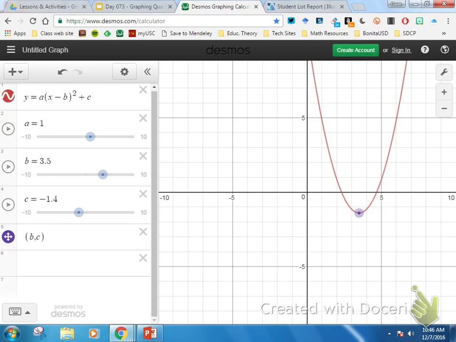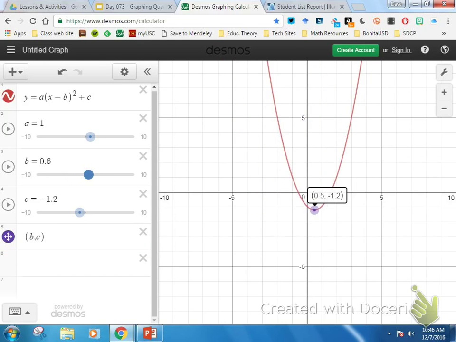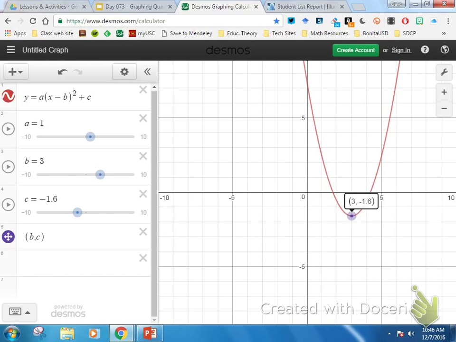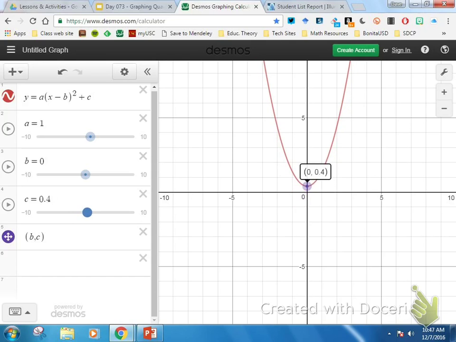So does the shape of my graph change at all if I just move B or C? Does the way it looks change? No. The vertex changes. You see this purple point right here? You see how this is changing? But does the shape of my graph change? No. Okay, cool. So I wanted you to see that because as long as A is the same, we know that all the points around the vertex will be the same.